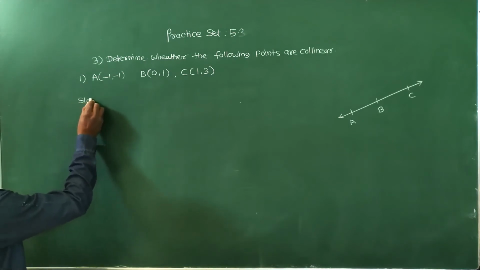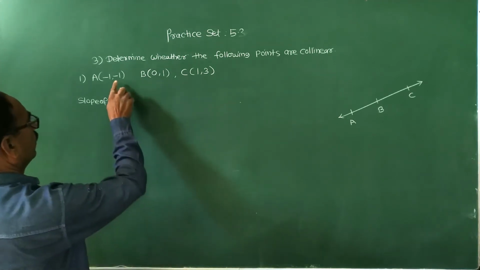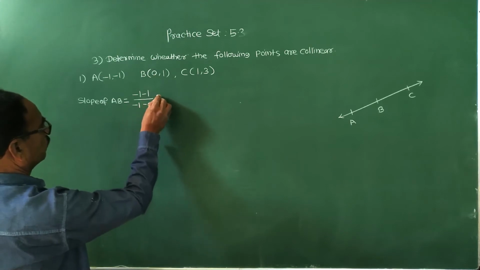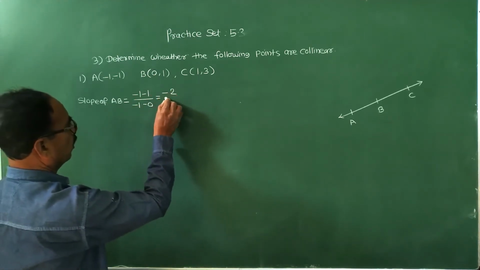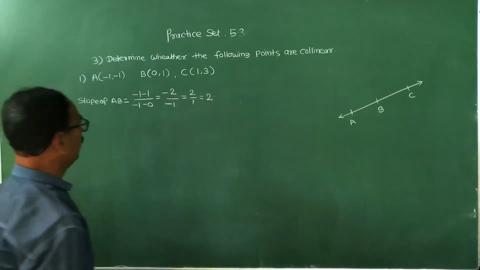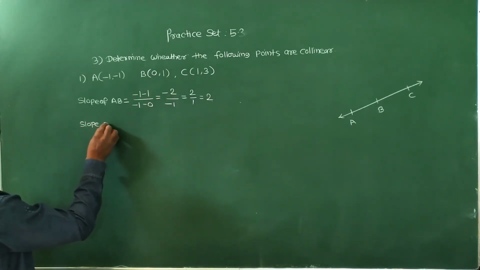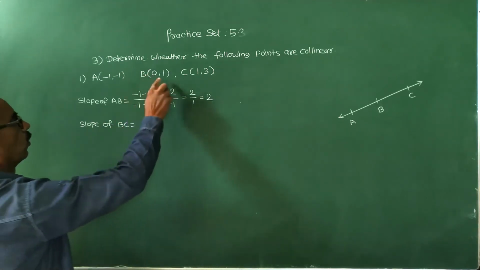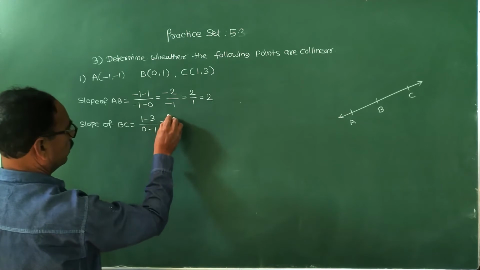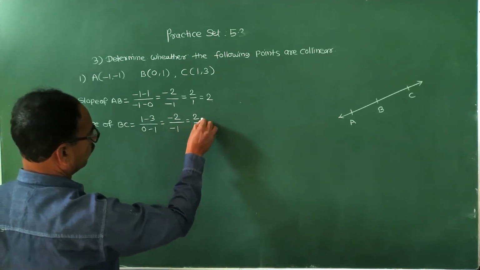Here slope of AB, the slope of AB, the difference of the y coordinates (-1 - 1) upon (-1 - 0), and -1 - 1 is -2 upon -1 - 0 is -1, and this is 2 upon 1, which is equal to 2. Then the slope of BC, (1 - 3) upon (0 - 1), so this will be -2 upon -1, this will be equal to 2 upon 1, which is equal to 2.